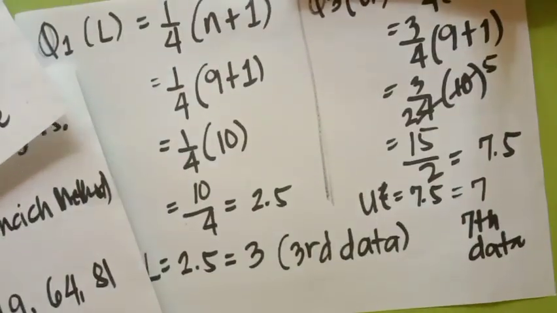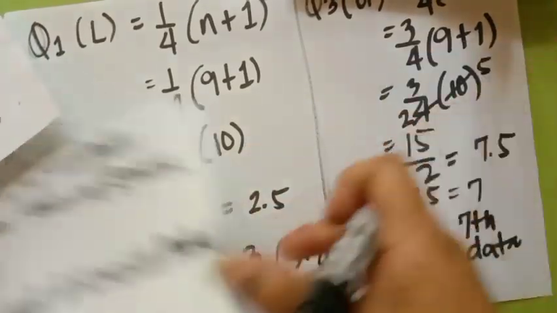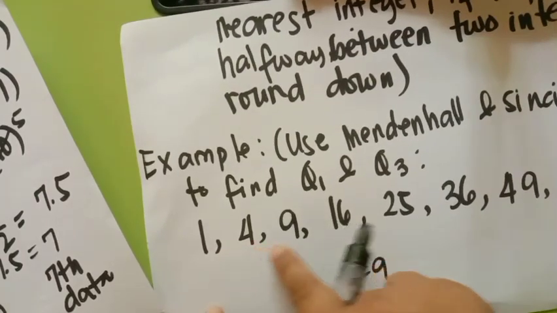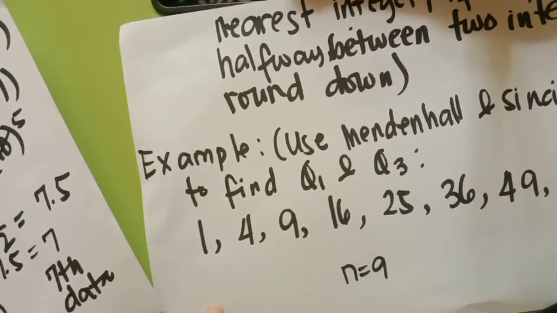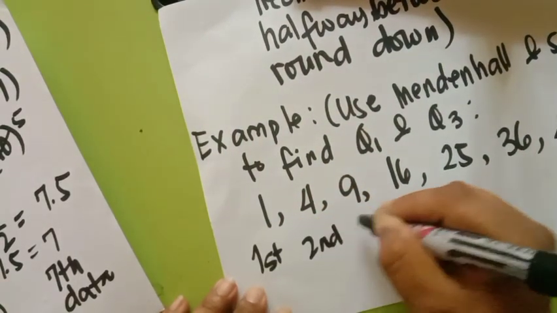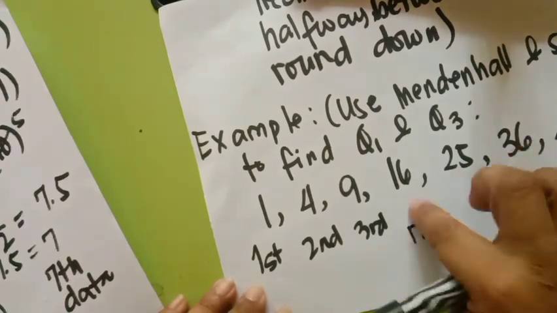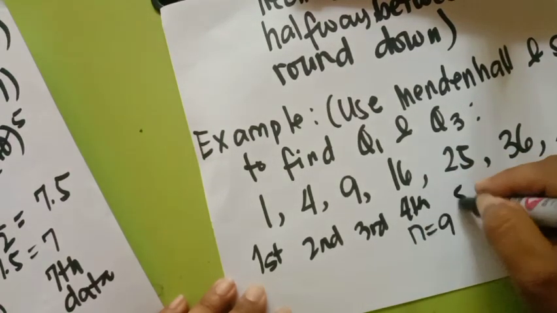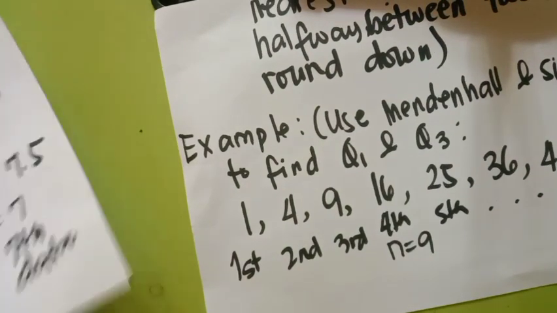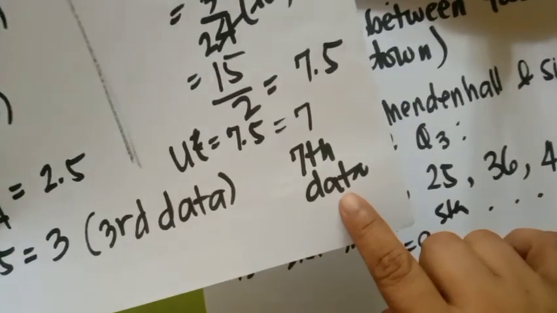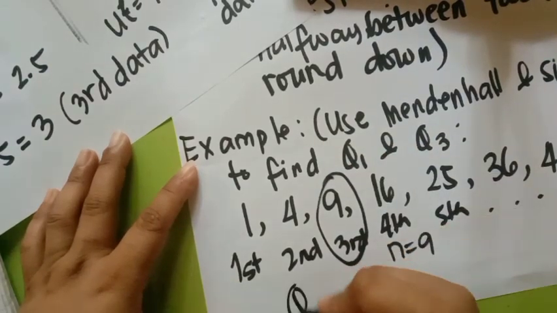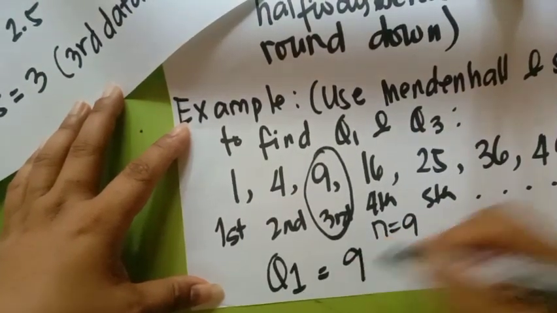Ito kanina yung ating value: 1, 4, 9, 16, 25, 36, 49, 64, and 81. So, this is the first data. First, second, third, fourth, fifth, and so on. So, bibilangin lang natin kung nasaan yung third data at yung seventh data. Ano yung third data natin? The third data is Q1. So, therefore, Q1 is equal to 9.